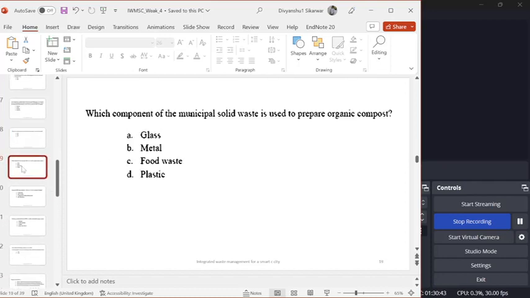So moving on to the next question. Which component of the municipal solid waste is used to prepare organic compost?